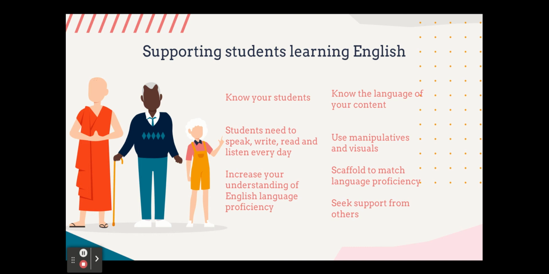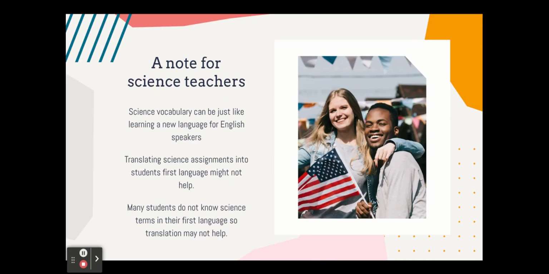A big key here, use manipulatives and visuals. These will help the students make connections to things that they can see and experience. Scaffold to match language proficiency. If a student doesn't know what a graduated cylinder is or know what those words even mean, they're not going to be able to grab that out of the science cabinet to use it. And even as adults, we need to seek support from others. Go to veteran teachers who have been doing this for longer than you and ask what works.